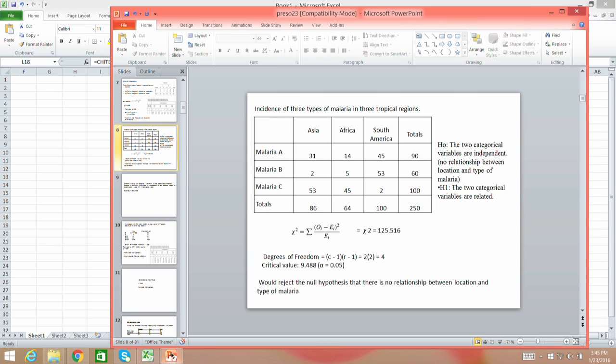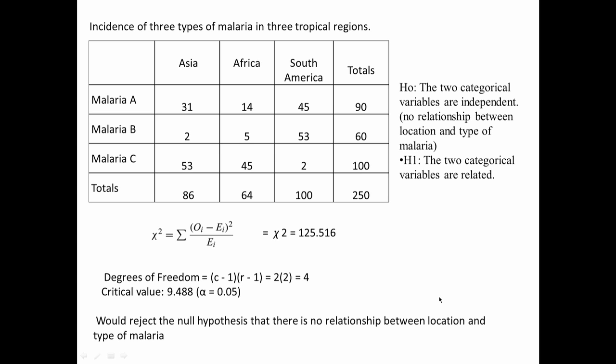Okay, so let us go back to our problem, and so we will say we will reject the null hypothesis that there is no association between these two categories or parameters. Okay.